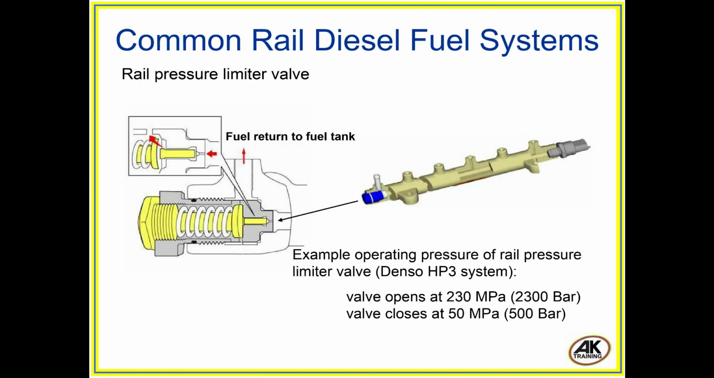Example operating pressure of the rail pressure limiter valve, Denso HP3 system. Valve opens at 230 MPa, 2,300 bar. Valve closes at 50 MPa, 500 bar.